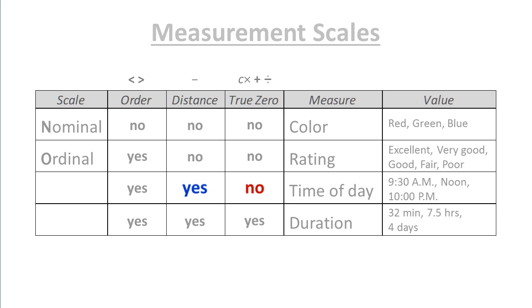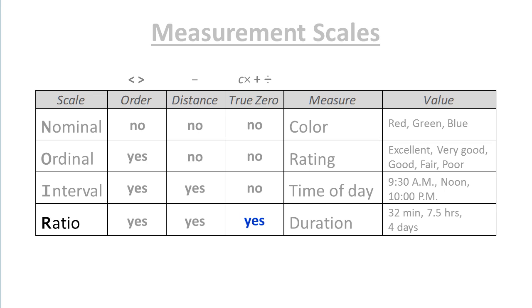When a measurement supports distance, but does not have a true zero, it's said to have interval scale. The word interval means time or space between. So interval scales support distance between points, but do not have a true zero. When a measurement scale has a true zero, it's said to have ratio scale.